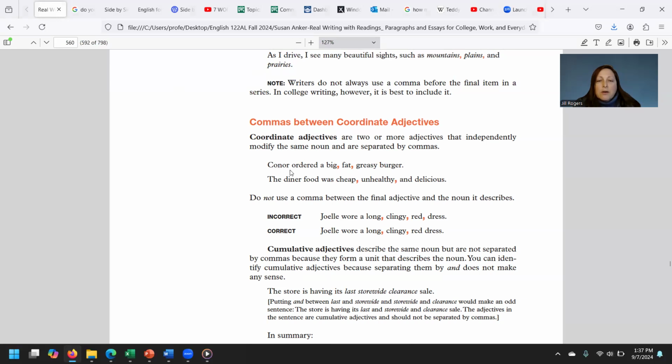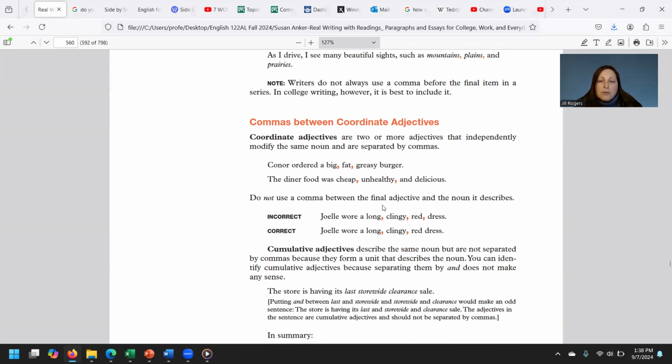For example, Connor ordered a big, fat, greasy burger. So you should have a comma after big, a comma after fat, and that's it, because it's item 1, 2, 3, right? The diner food was cheap, unhealthy, and delicious. We're describing diner food, and we're talking about cheap, unhealthy, and delicious.